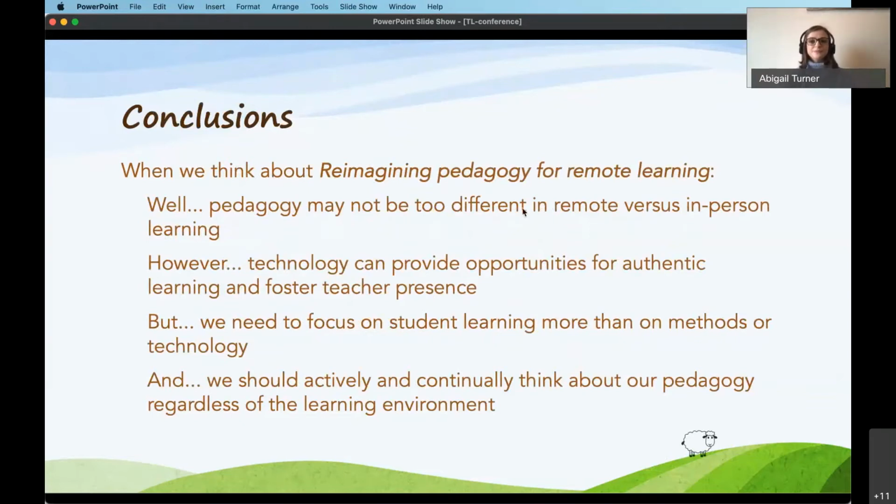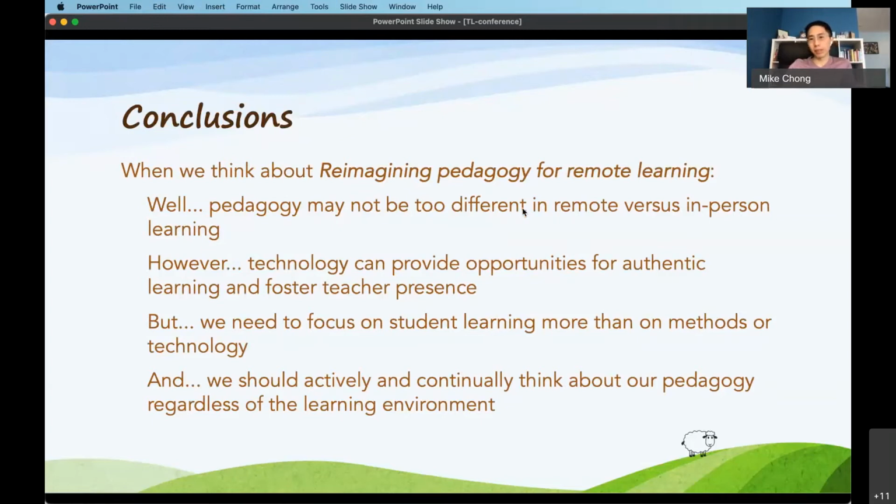So I guess, when we think about reimagining pedagogy for remote learning, and after our reflections, we really thought that pedagogy may not be too different in remote versus in-person learning. The caring philosophy is the same regardless, and I think it connects quite well with the keynote session earlier with Dr. Felton, talking about making those connections with students.